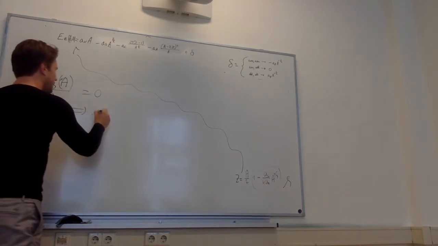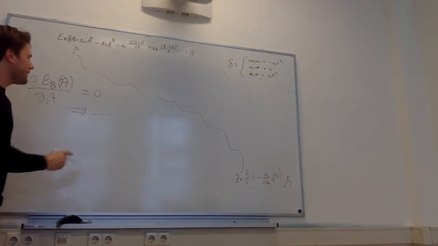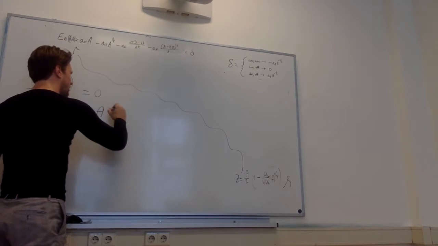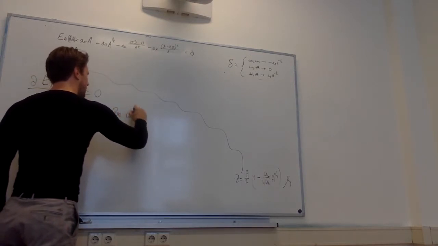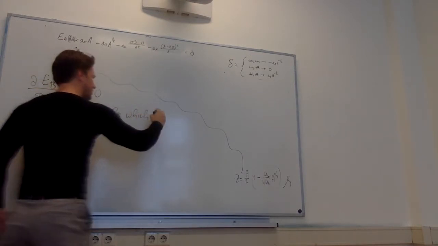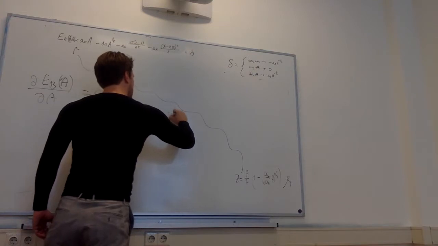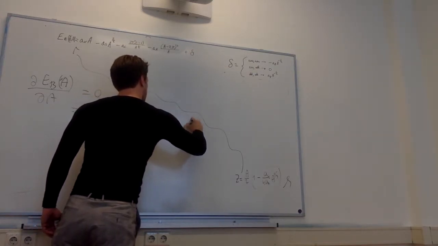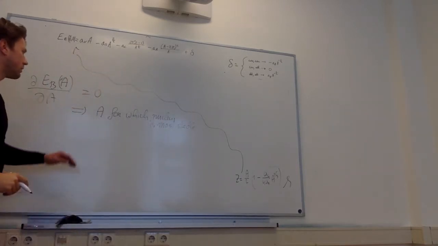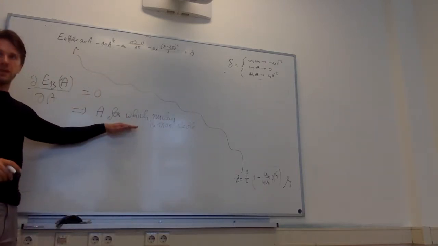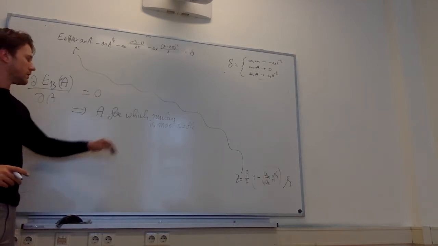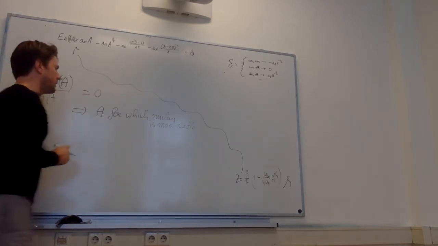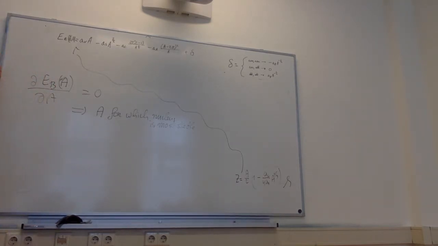So what you can do here is find an expression for A for which nucleus is most stable, given that Z was already the most stable ones. Now it's a nice exercise to work out what the expression is. It's just an exercise in taking derivatives.